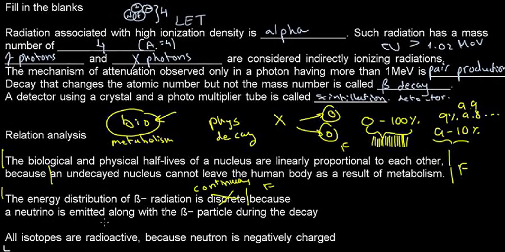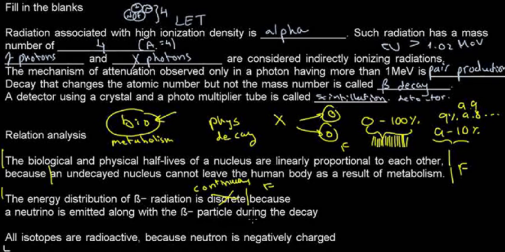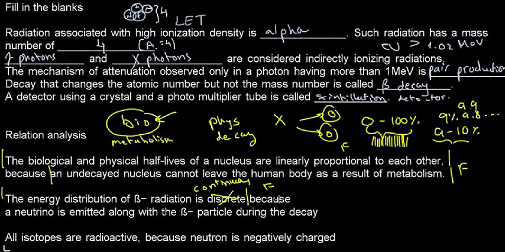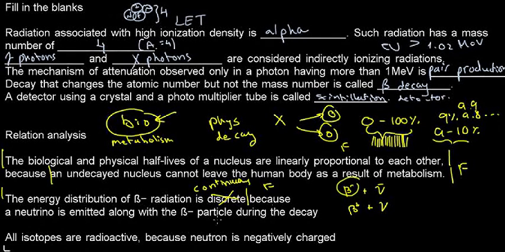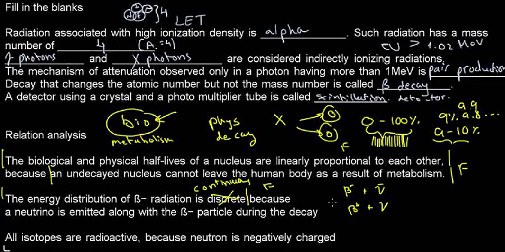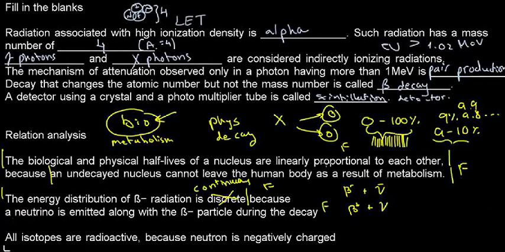Very good. A neutrino is emitted along with the beta negative particle. And this is just a game of remembering what beta negative comes with. It comes with an antineutrino, and beta positive comes with a neutrino. So a beta negative particle comes with an antineutrino, not a neutrino. You can say anti here. So this would also be false.